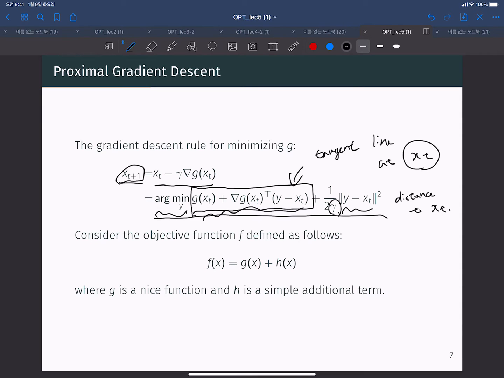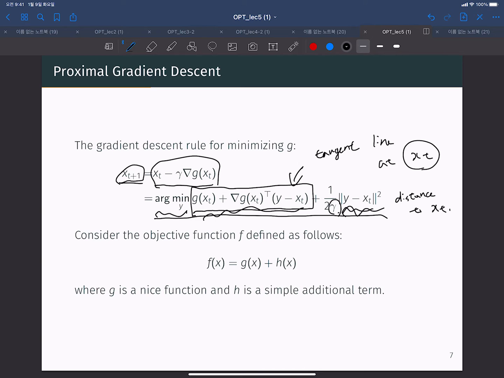Since this is an affine function, you can decrease this tangent line affine function as much as you want. As you move away from x_t in the opposite direction of your gradient vector, you can decrease the function value. But because of this constraint, you cannot move away infinitely. You have some restricted range of update. Okay, and that is essentially equal to x_t minus step size times the gradient at point x_t.